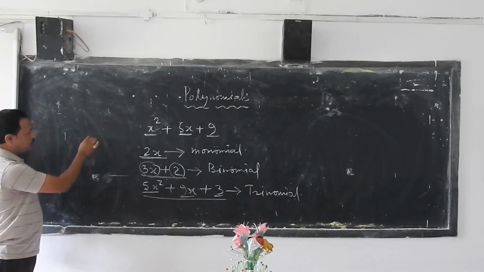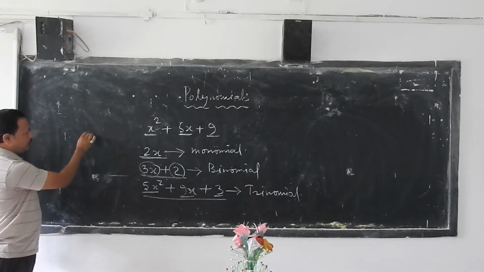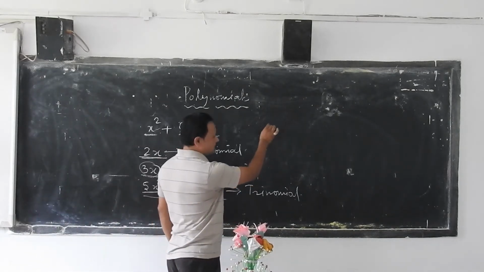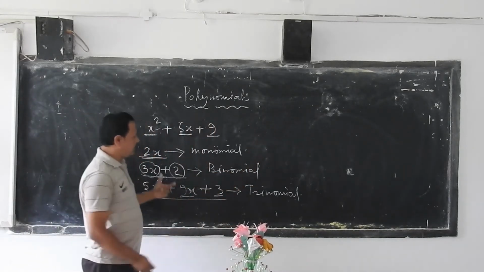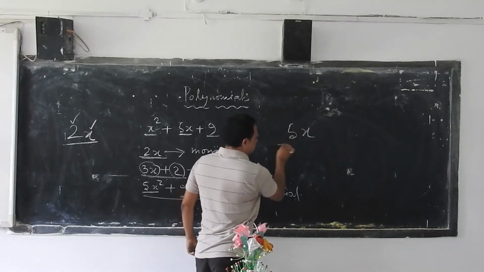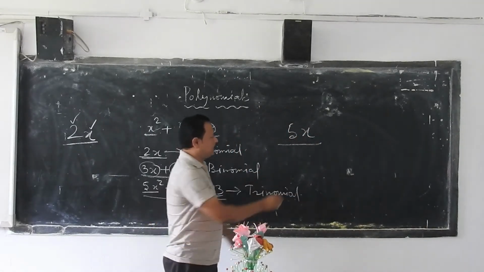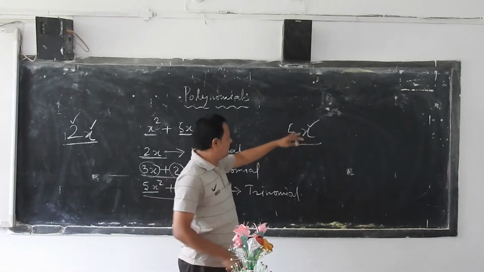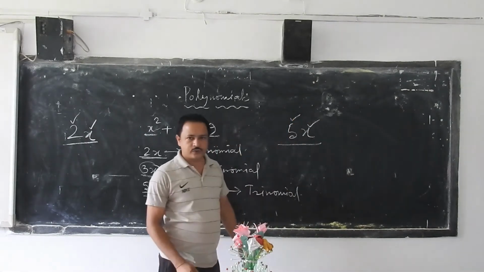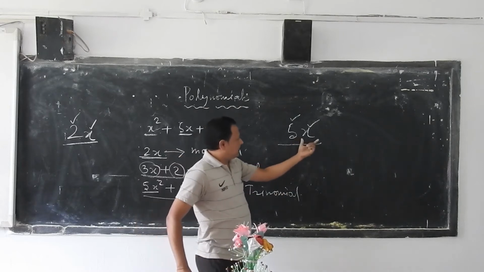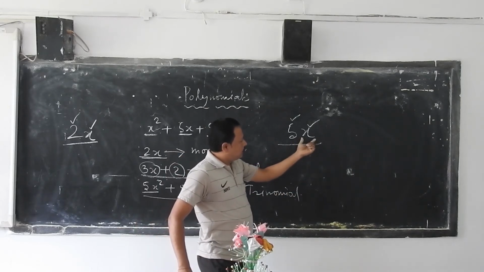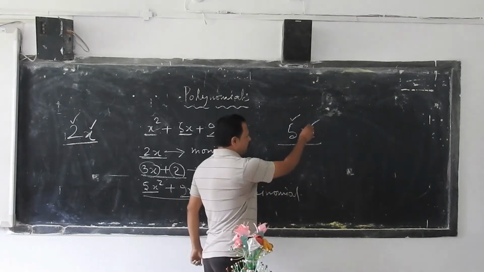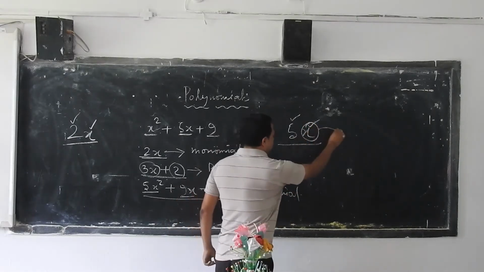Then you have learned about variable and constant in earlier classes. In class 8 and in class 7 also you have learned 5x, a single term polynomial. This one is x. We don't know the value of x here, and 5 has a constant value. So the term x here, we don't know the value of x. That's why this is called a variable.